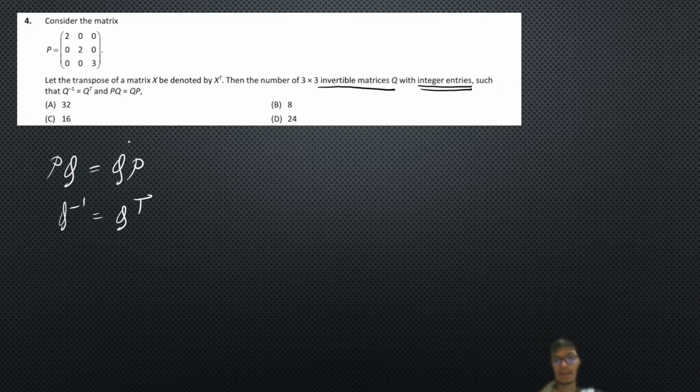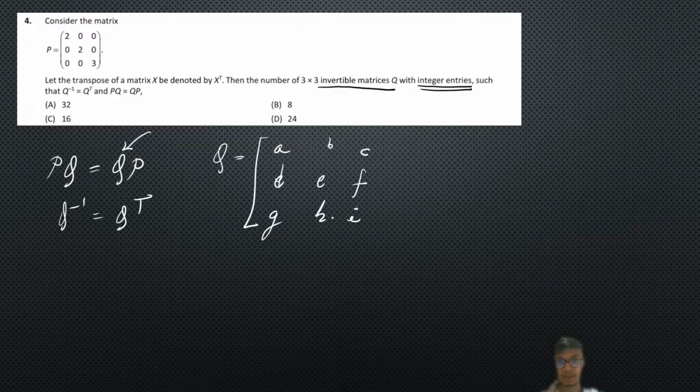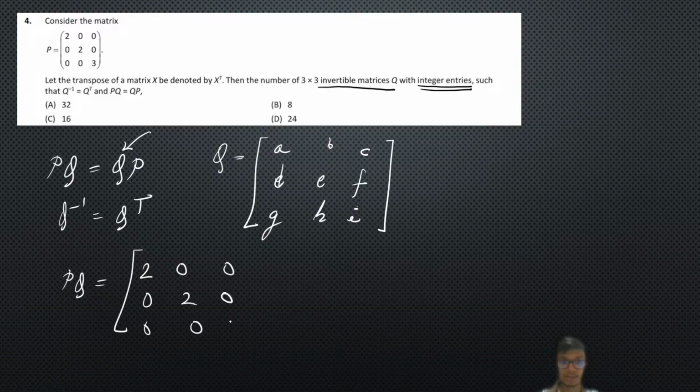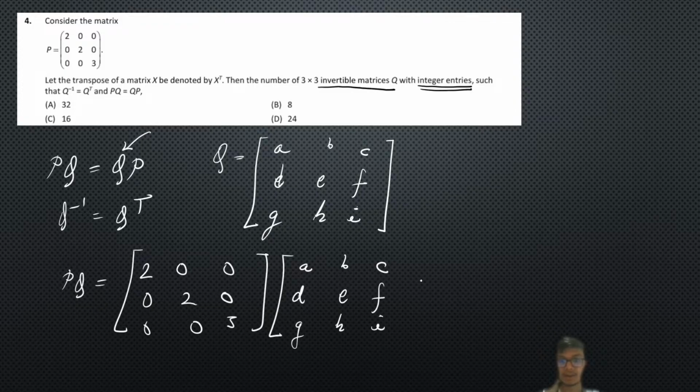Since all the entries of Q are integers, I will assume Q as A, B, C, D, E, F, G, H, I, all of these integers. This is our matrix Q. Let's first find out what PQ is. P is 2, 0, 0, 0, 2, 0, and 0, 0, 3, and then we multiply with Q, that is A, B, C, D, E, F, and G, H, I.